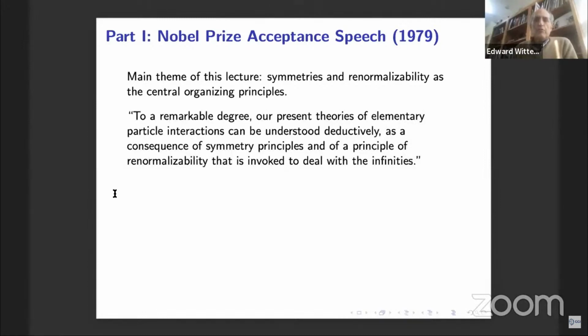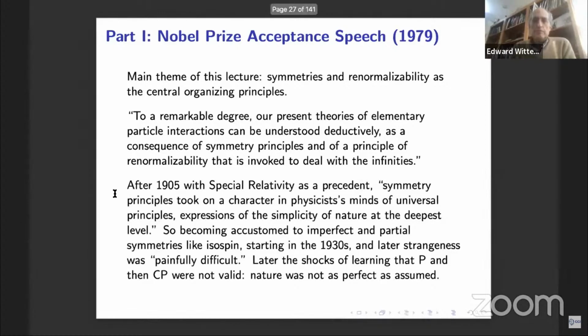So he writes, to a remarkable degree, our present theories of elementary particle interactions can be understood deductively as a consequence of symmetry principles and a principle of normalizability that's invoked to deal with the infinities. After 1905, with special relativity as a precedent, physicists viewed symmetries as practically sacred. Symmetry principles took on a character of universal principles, expressions of the simplicity of nature at the deepest level.